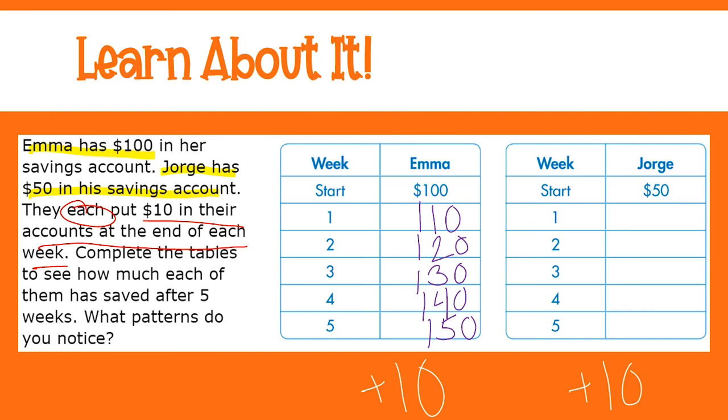Let's move over to Jorge. Same rule applies here. At the end of each week, we're going to add $10. So then we have 60, 10 more is 70, 10 more is 80, 10 more is 90, and at the end of week 5, 10 more is 100. So at the end of 5 weeks, Emma has $150 saved, and Jorge has $100.